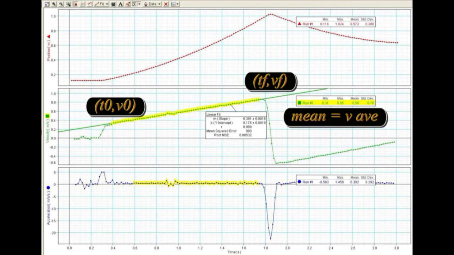Again, highlight the straight line section of the velocity versus time data, the middle plot, and determine the mean value of velocity. Use the XY tool to determine the values of the initial and final velocities as well. Then average the initial and final velocity by adding them and dividing by 2. Is the mean velocity comparable to the average of the starting and ending values of velocity?